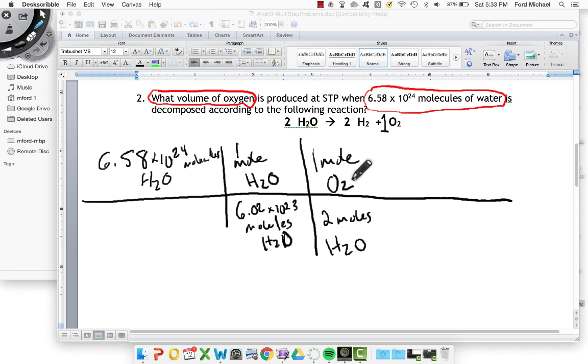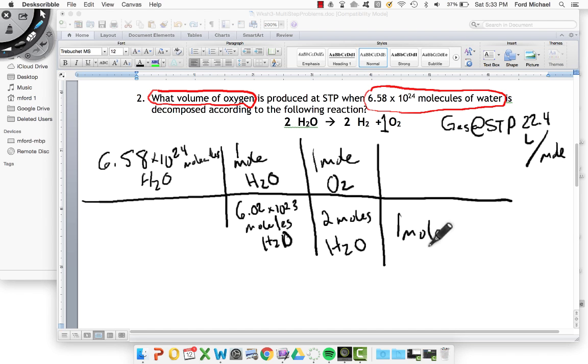In this case, we're not interested in the mass of the oxygen gas. We're interested in its volume. So we can use our new conversion factor: gas at STP is 22.4 liters per mole. So 1 mole of oxygen is 22.4 liters of oxygen. Let's check my units to see if they drop out. Moles of oxygen drop out, moles of water drop out, molecules of water drop out.